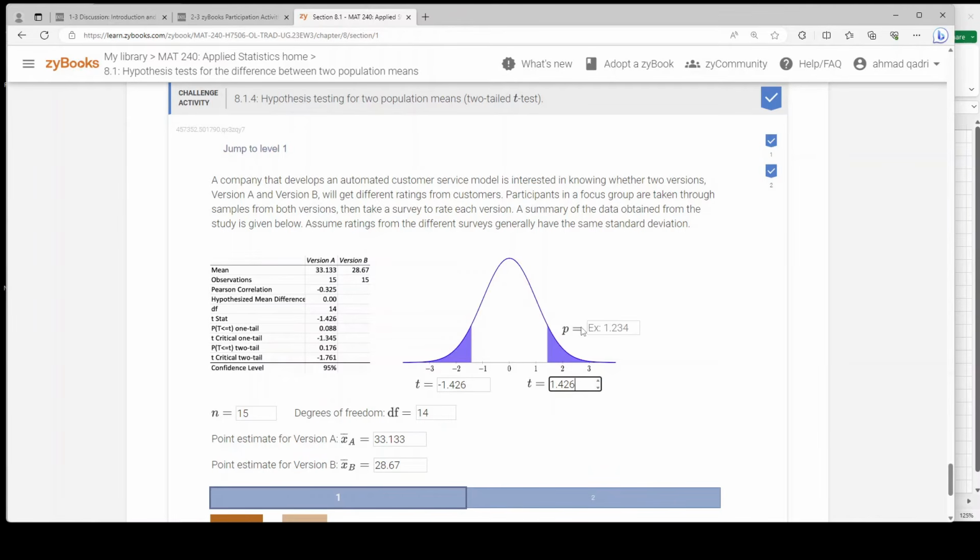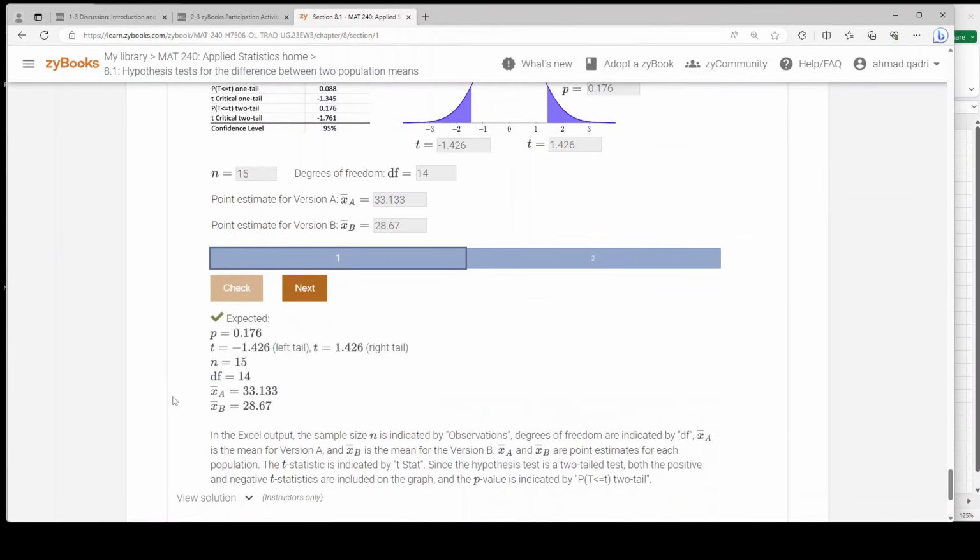And then for the p-value here, this time we're going to take the two-tail p-value. So that's 0.176. All right, so we've answered all the questions. Let's check the answers, and those are the correct answers.